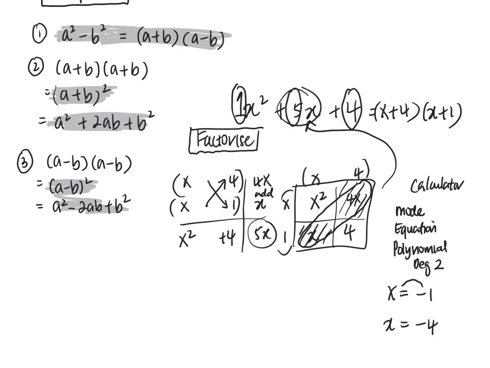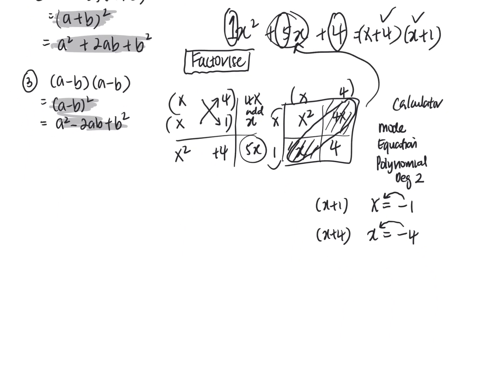So you need to work backwards to get x plus 1. This one you will get x plus 4. So you will see that you will get these two also. So there's 3 methods. You must know one. Okay, because you need to use this to factorize.